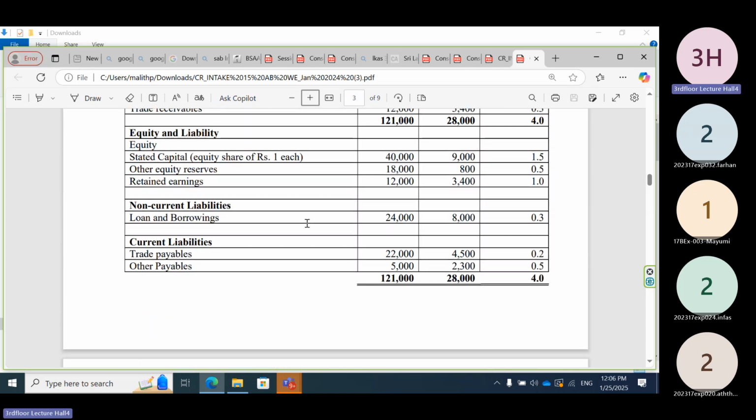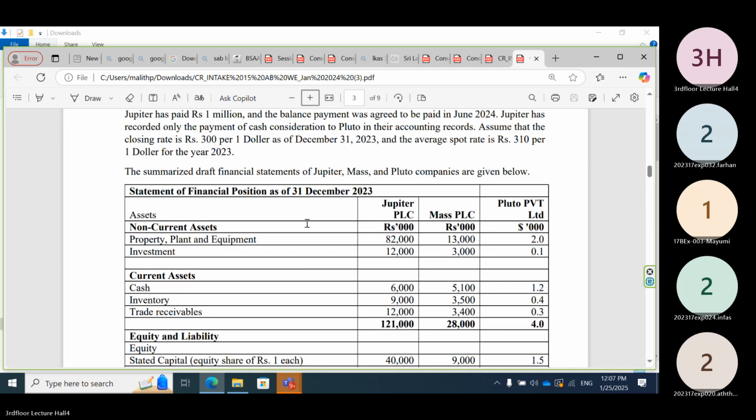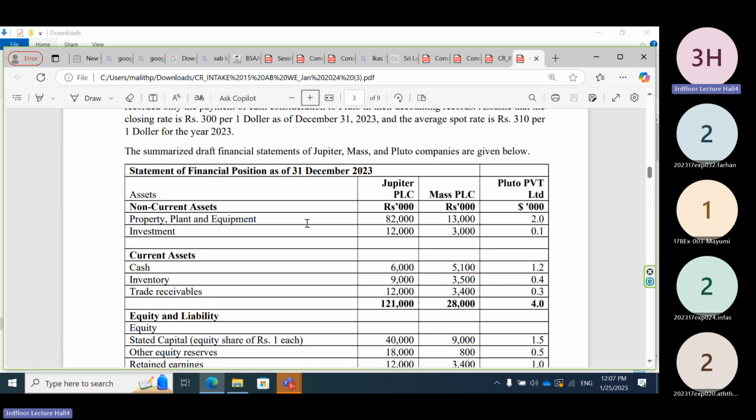Where does it include other payables? Not other payables, right? Payables: 5,000 and 2,300. Receivables: 12,000 and 3,400.